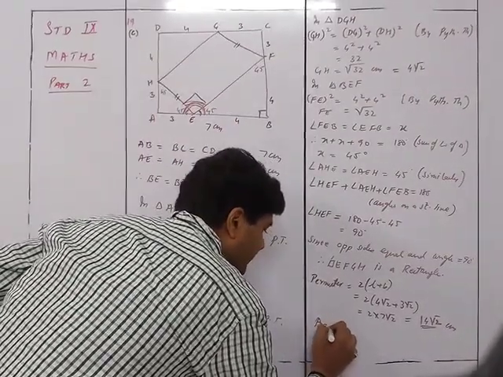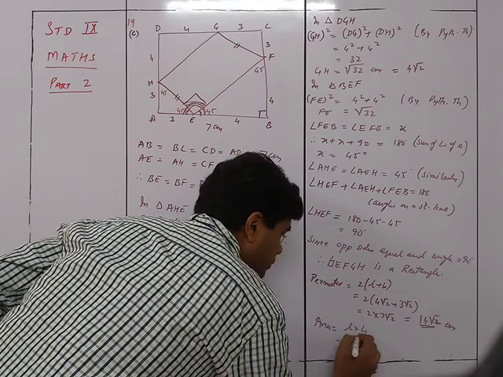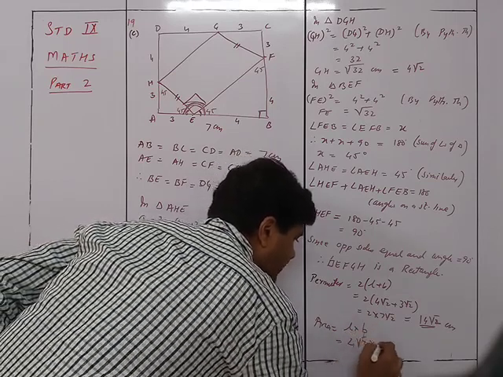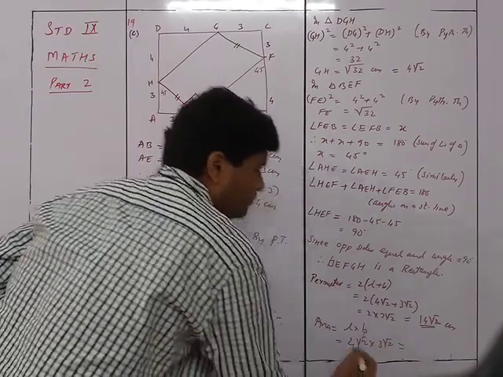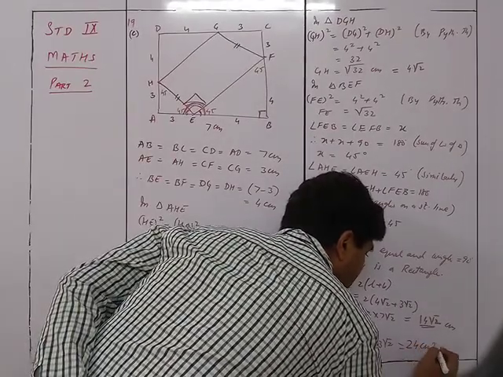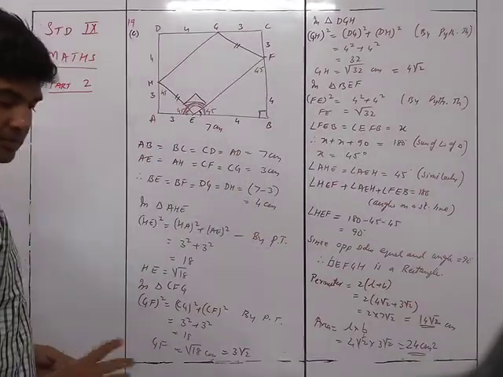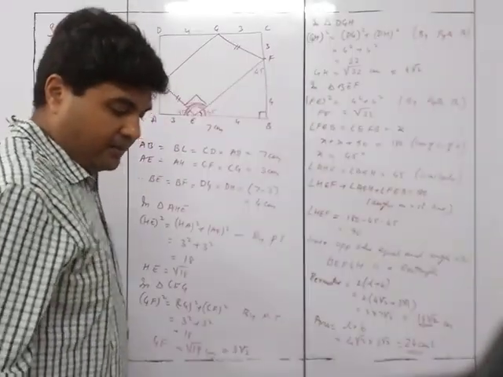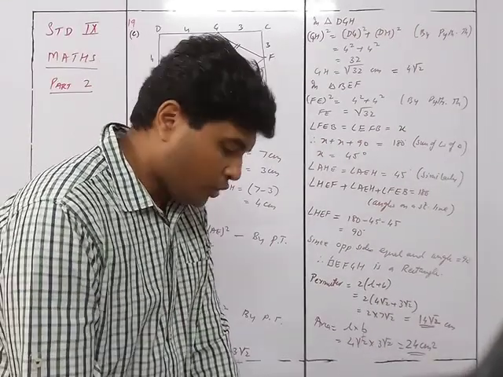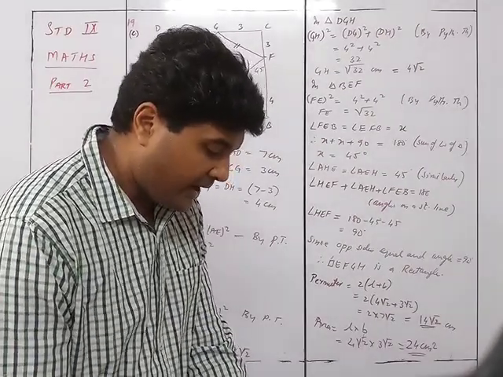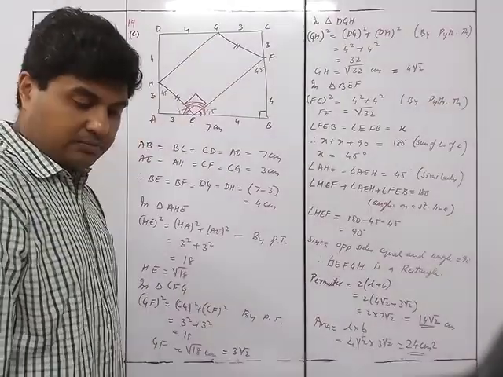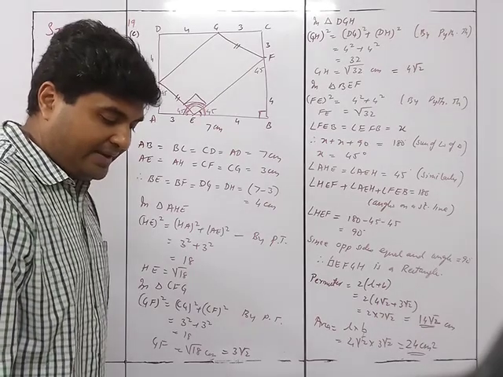And area is equal to length into breadth, which is equal to 4 root 2 into 3 root 2, which is 4 times 3 is 12, 12 into 2 is 24 centimeter square. So that is the answer for sum number 19: the area is 24 centimeter square, the perimeter is 14 root 2 centimeters, the sides we already know, and we already proved that it is a rectangle. Okay, so this was sum number 19C.